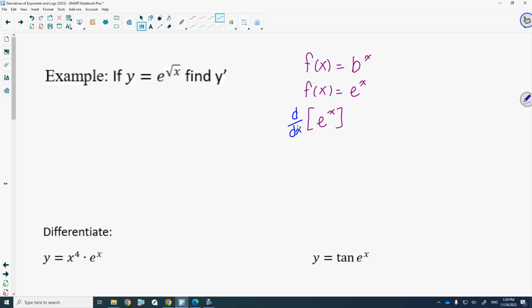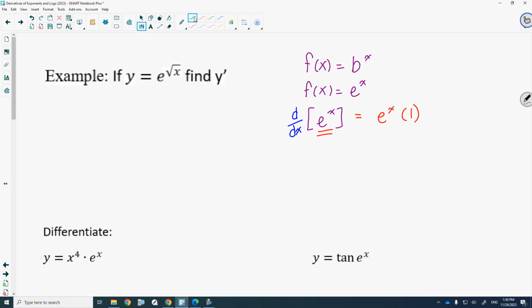Now, if I ask you to differentiate e to the x with respect to x, remember that the derivative of e to the x is e to the x. And then what we need to do is differentiate x. So then the derivative of x is 1. So the derivative of e to the x is e to the x. The derivative of an exponential function is itself. So let's look at this first example.